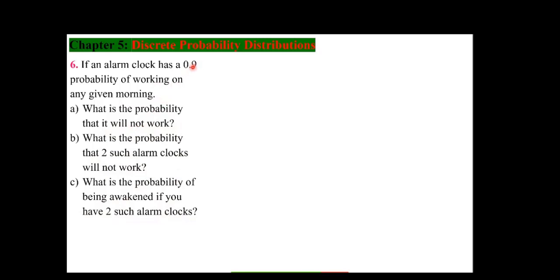If the probability of working is 0.9, the probability of not working is the complementary event, and it's 1 minus that. So there's a 90% chance it works. There's a 10% chance it will not work. What is the probability that 2 such alarm clocks will not work? We are assuming independence. There is no reason to assume dependence unless one condition happens, and that is they're plugged into the same power outlet and somehow power goes out. That's the only time they will be dependent.